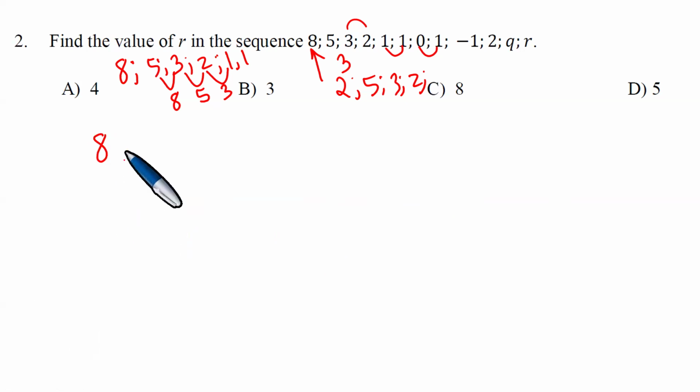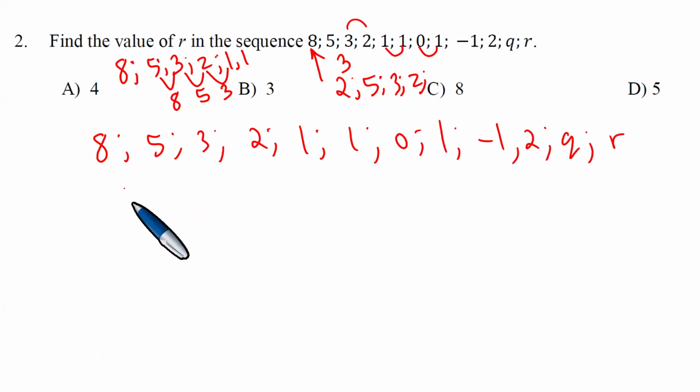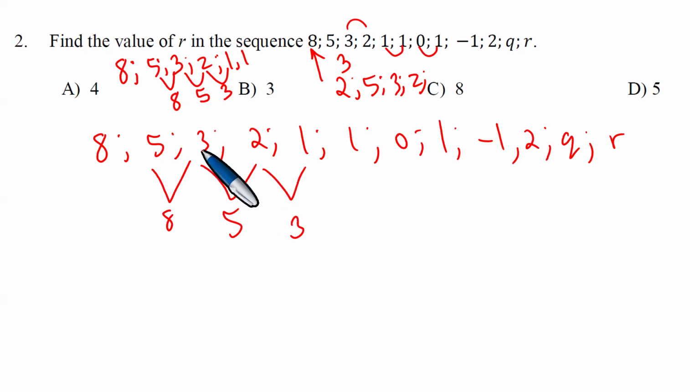Right, I'm going to write 8, 5, 3, 2, 1, 1, 0, -1, 2, Q, and R. Okay, now let's start. We said you add these 2, you get 8, which is there. You add 3 and 2, you get a 5, which is what we had. We add 2 and 1, we get a 3, which is what we had. We add 1 and 1, we get a 2, which is what we had. We add 1 and 0, we get a 1, which is what we had.